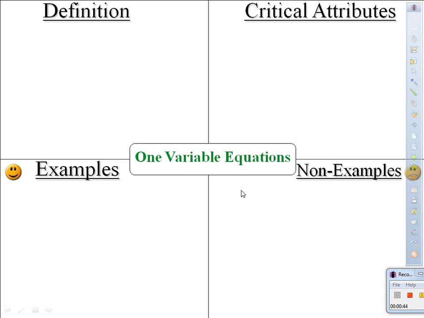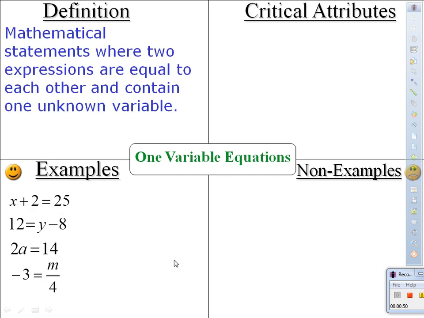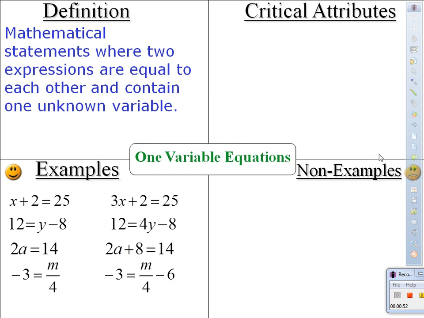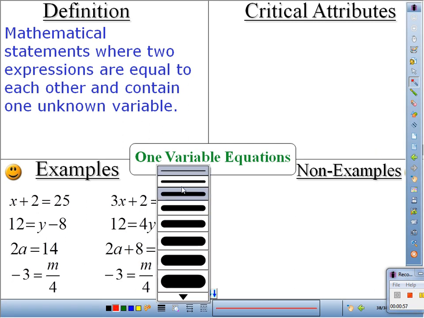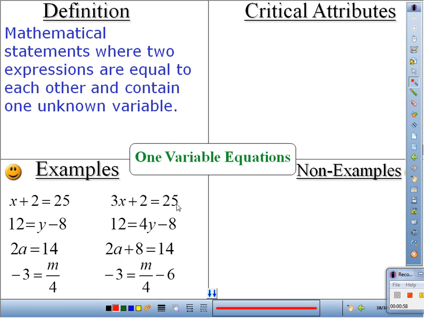So one variable equations, what are they? It says mathematical statements where two expressions are equal to each other and contain one unknown variable. And I gave you these examples, yes? However, from the definition, I want you to underline a couple of things which will make it easier to remember the definition. One variable equations are two expressions equal to each other. Isn't that a little bit easier to remember? Two expressions equal to each other.